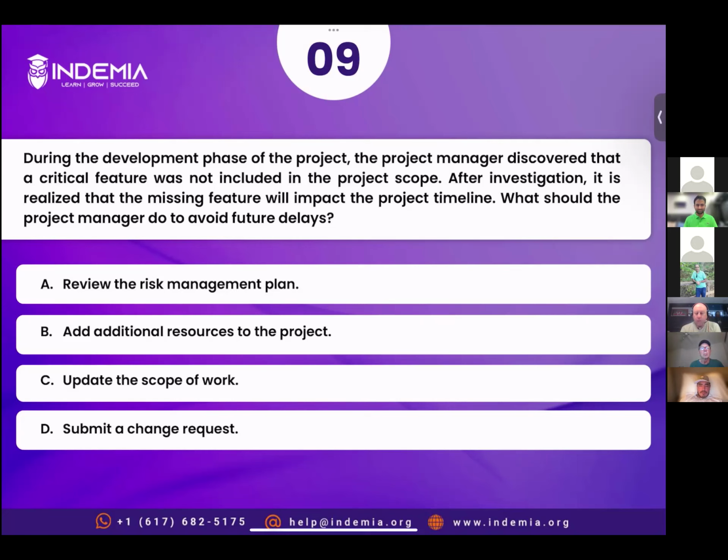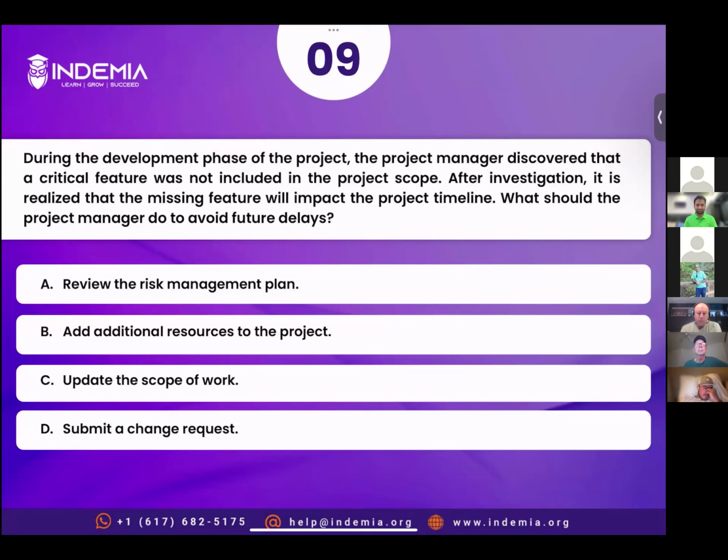That would avoid actually the future delays. I mean, raising a change request, how is it relevant to future delays? That's the question. How does it relate to the future delays? I mean, if we find out that there's an added scope, we would update the scope of work and then submit a change request. Would that be the order?